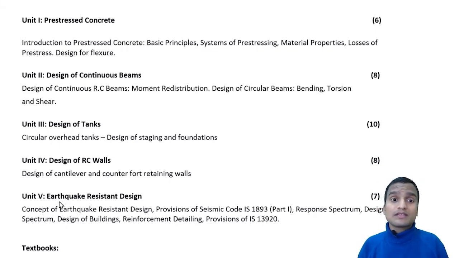The next unit is design of continuous beams. That is one example of indeterminate structures. Indeterminate structure means there are more unknowns than the number of equations available.